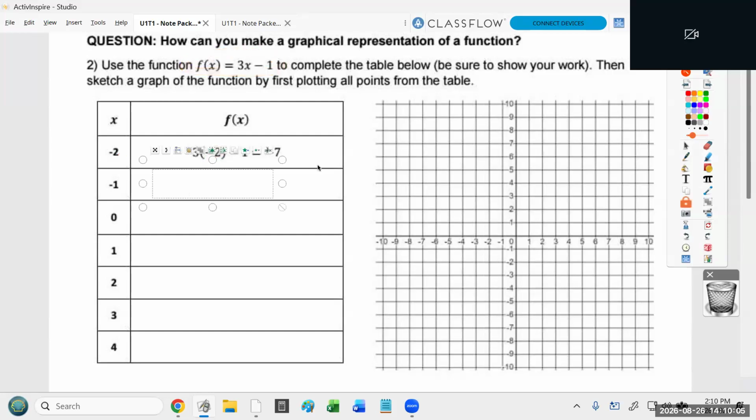We're going to do that for -1. You plug in -1 for x. So 3 times -1 is -3, minus 1 is -4. We're going to repeat this for 0. We're going to take 0, plug it in for x. 3 times 0 is 0. Anything times 0 is 0. And 0 minus 1 is -1.